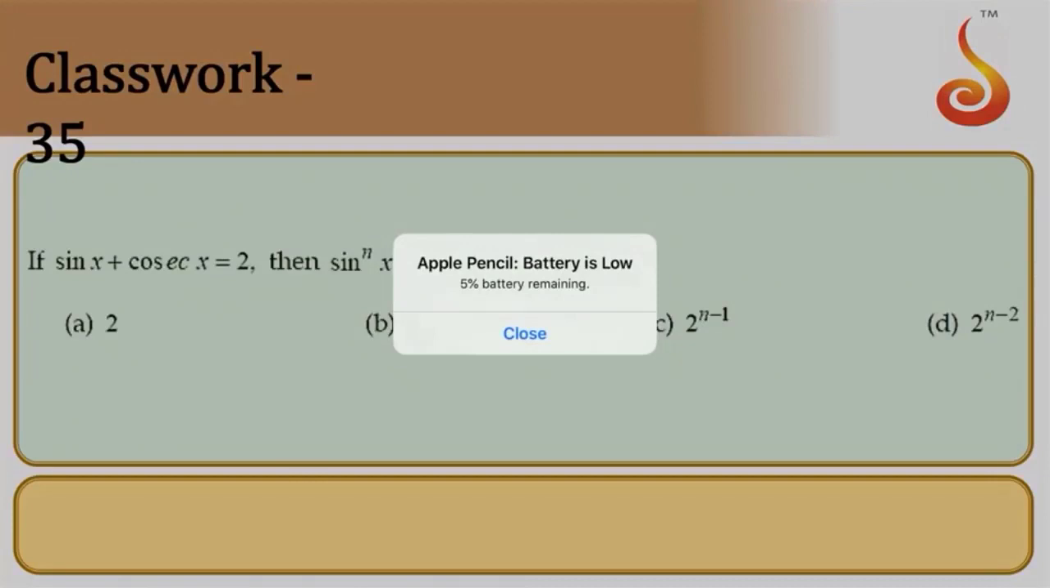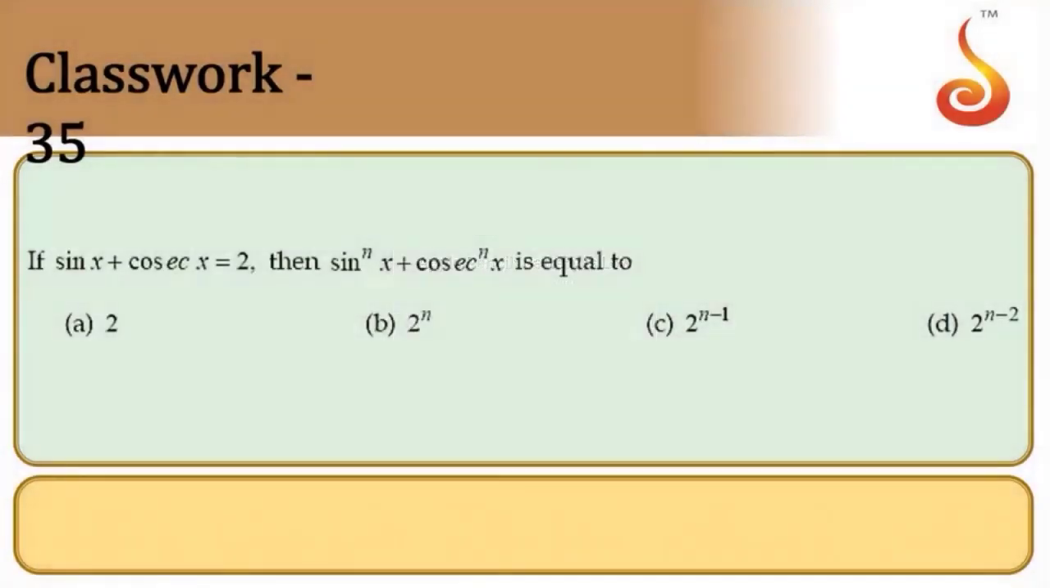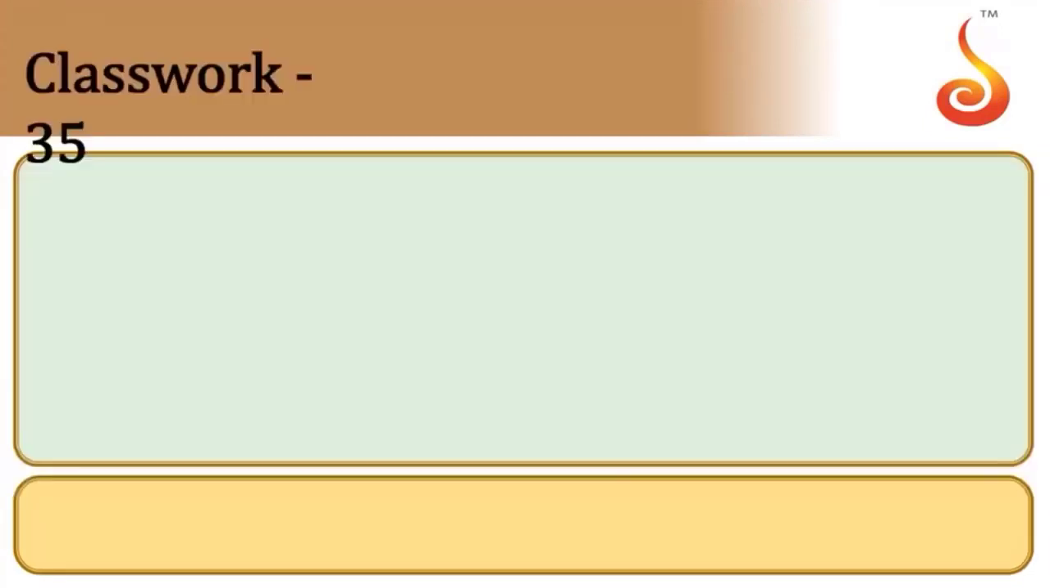Let's consider sin x plus cosecant x is equal to 2. Sin x plus cosecant x equal to 2 means that one is the reciprocal of the other. We know the minimum value of a number and its reciprocal sum is 2, which means each must be equal to 1. So when sin x is 1, cosecant x is 1, and 1 plus 1 is 2. So the answer is 2 only.